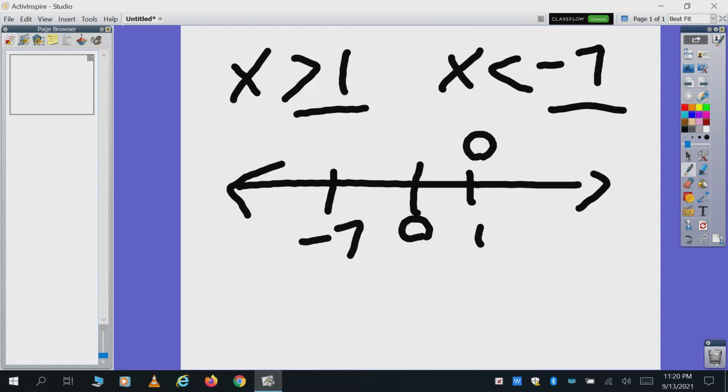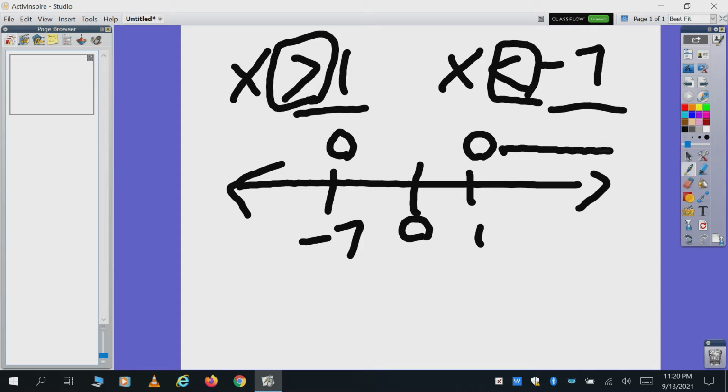I'm going to put open circles on top of my two values because none of them have an equal sign underneath. So that's why we're going to have open circles for this. Okay, right here is saying that x is greater than 1, meaning that my line's actually going to go to positive infinity. Now it's also saying that x is less than negative 7, so I'm going to start from negative 7 going all the way back to negative infinity.